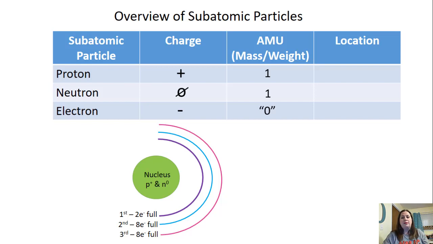Location-wise, remember that the protons and neutrons are both found in the nucleus, whereas the electrons are found in those orbits or shells around the nucleus.